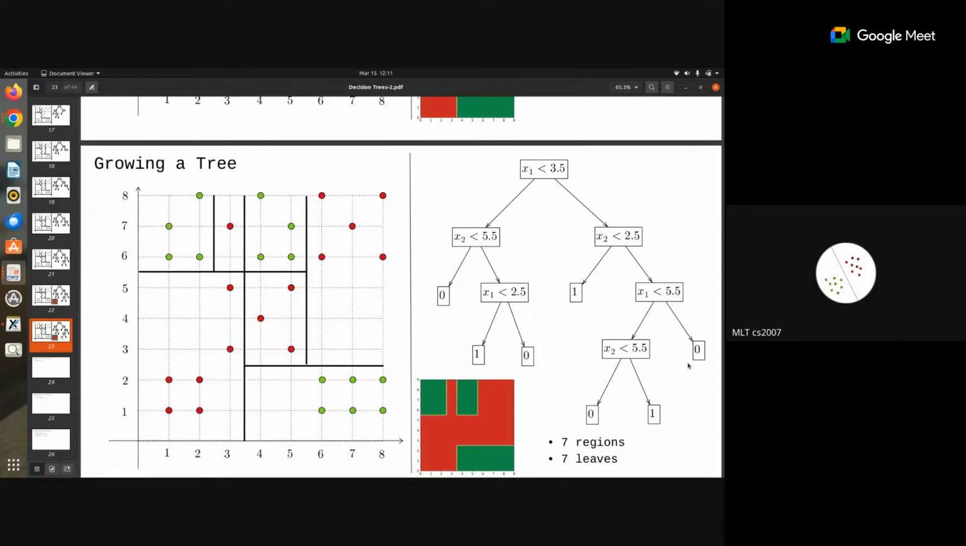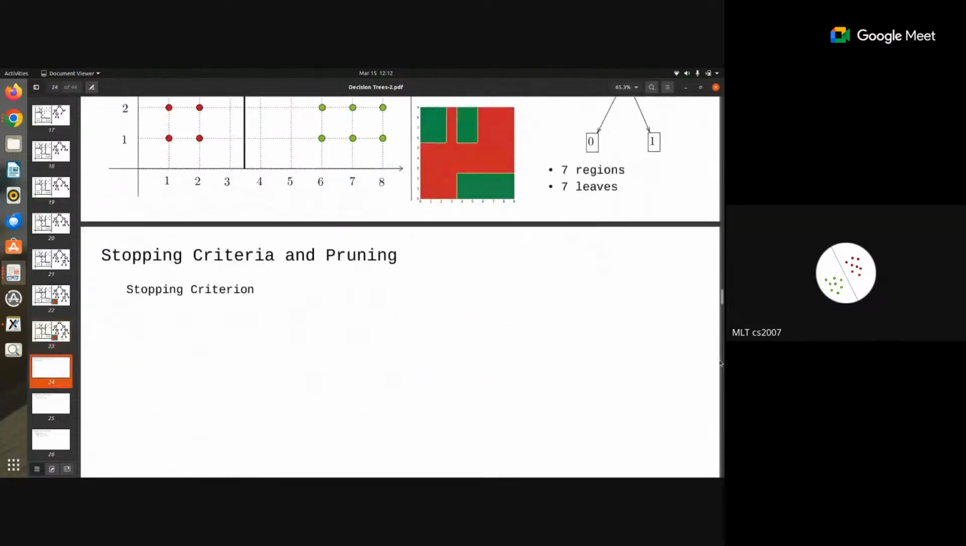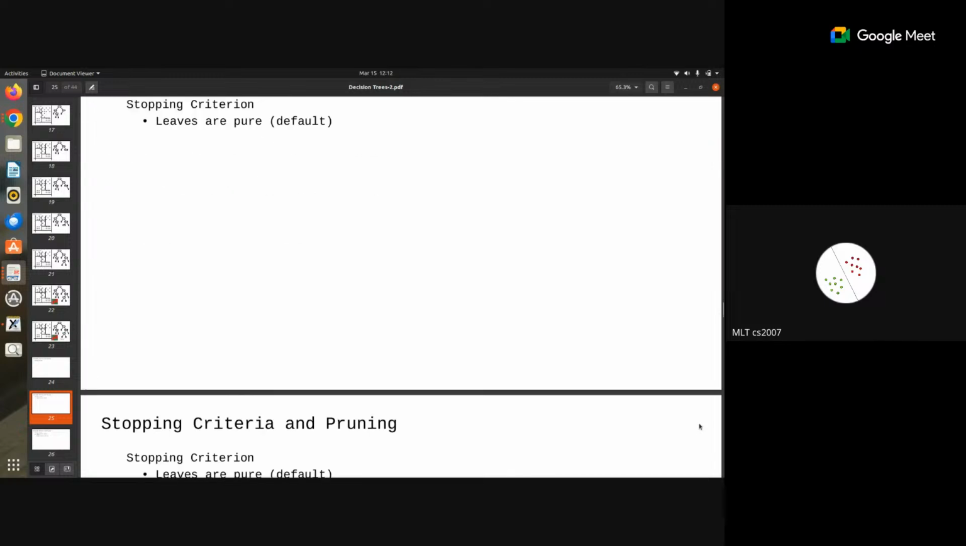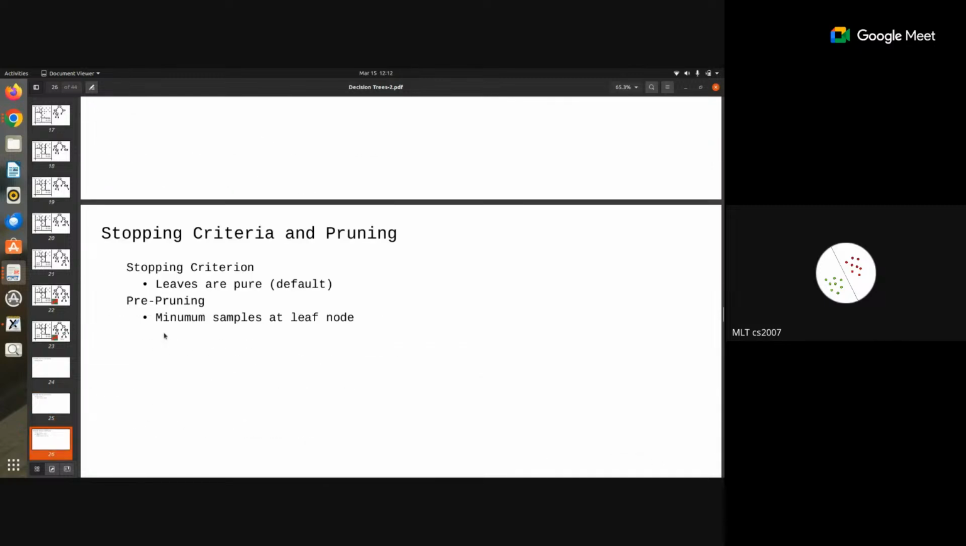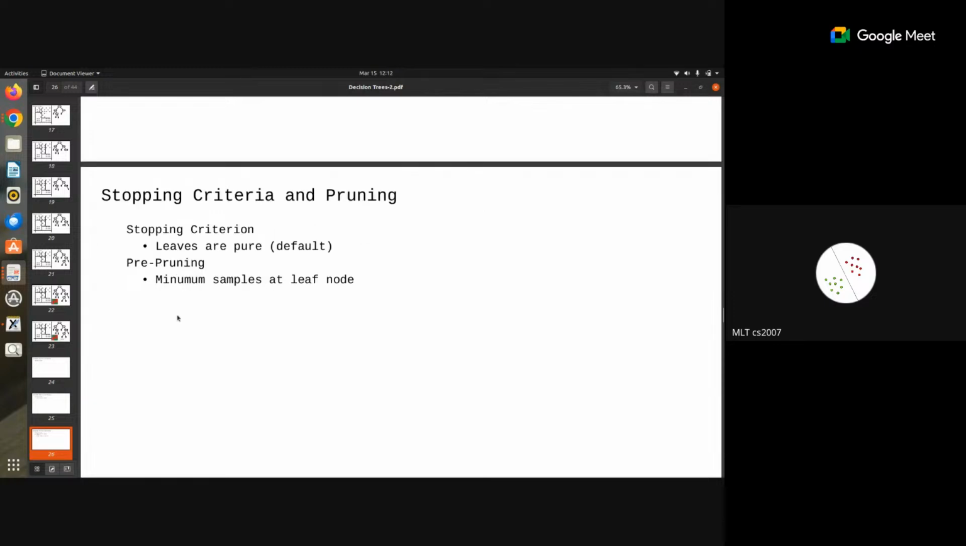Is it possible to stop before reaching the end of the tree, or do we need to go to the end of the tree? That is the problem, and that is the thing we have to understand. There are certain criteria to do that, which are called pruning, pre-pruning and post-pruning. But let's say you'll have to see the stopping criteria.